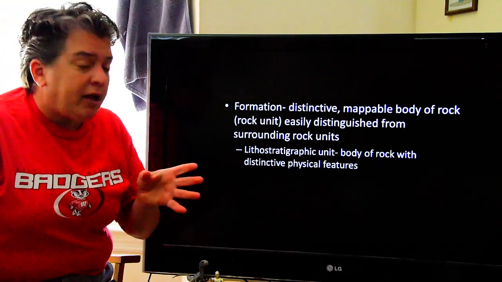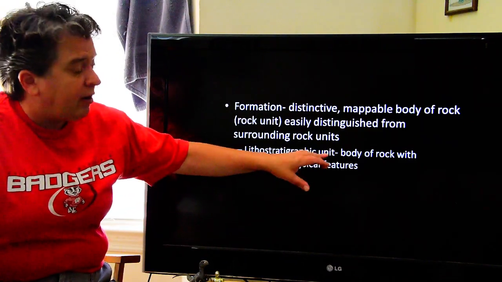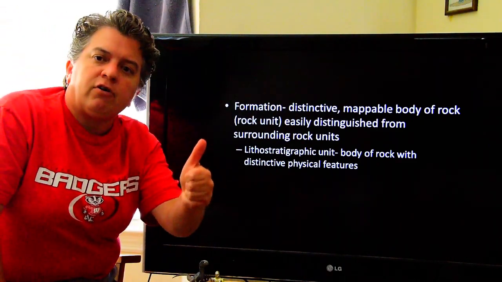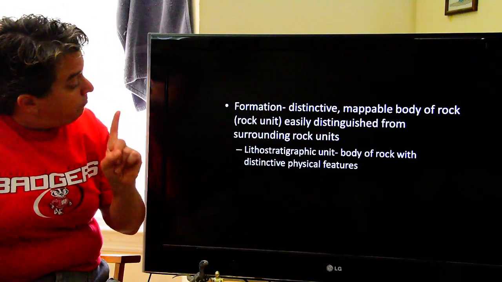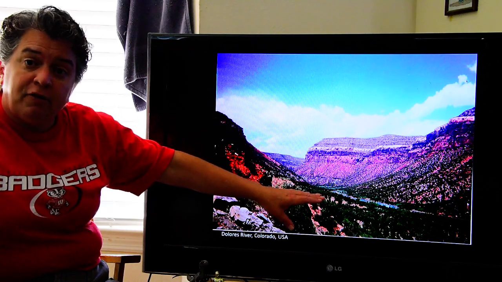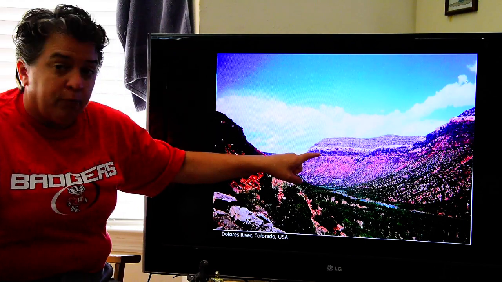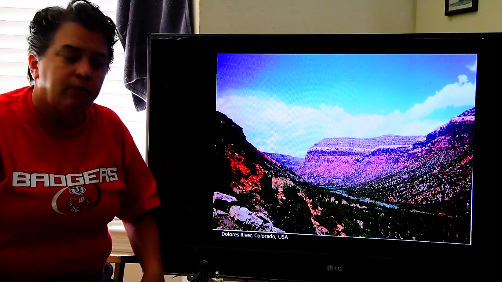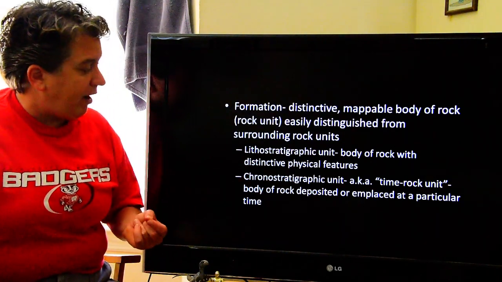And when we're talking about these rock units, we might be talking about what's called a lithostratigraphic unit. And that's a body of rock with distinctive physical features. So the rock type, the color, the sedimentary structures, things like that. And you can see that right here. Here we have a series of distinctive lithostratigraphic units. For example, this one right here looks very different from what's below it and what's above it because it has distinctive physical characteristics.